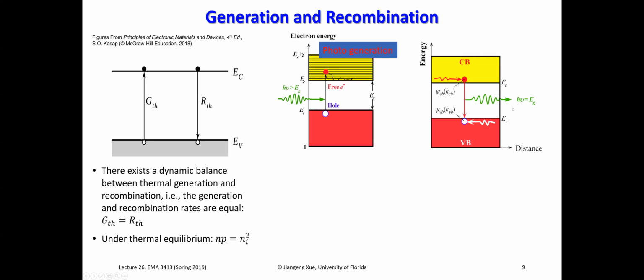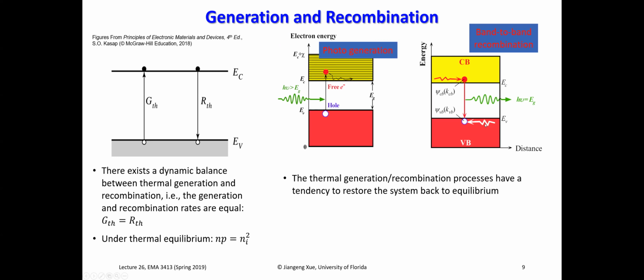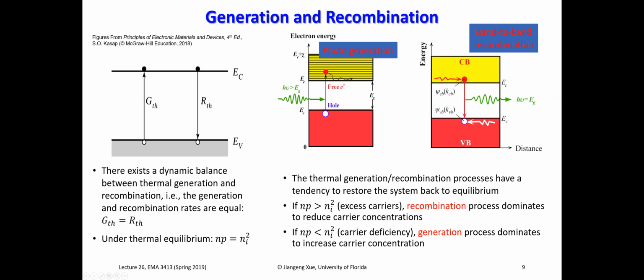But then these carriers can also recombine. They can recombine and re-emit in the form of a photon. This is band-to-band recombination. And anytime you have, for example, photo generation or another kind of generation process creating excess carriers, the recombination process will dominate and tend to reduce the carrier concentration over a long time. On the other hand, if you have carrier deficiency, so that the carrier concentration product is less than ni squared, then the generation will tend to increase the carrier concentration to the equilibrium level.